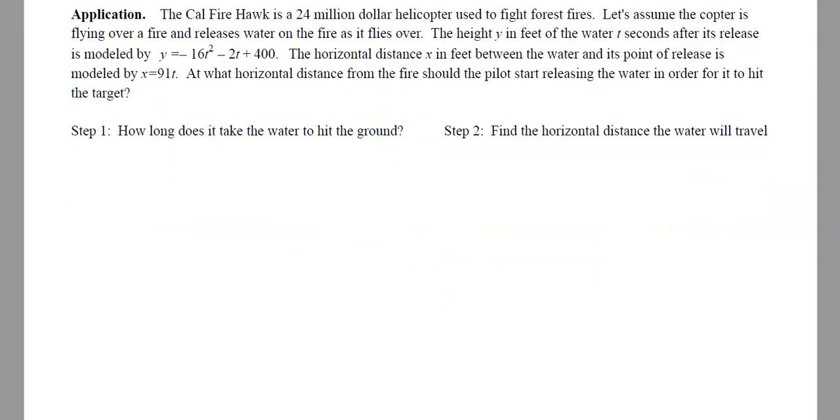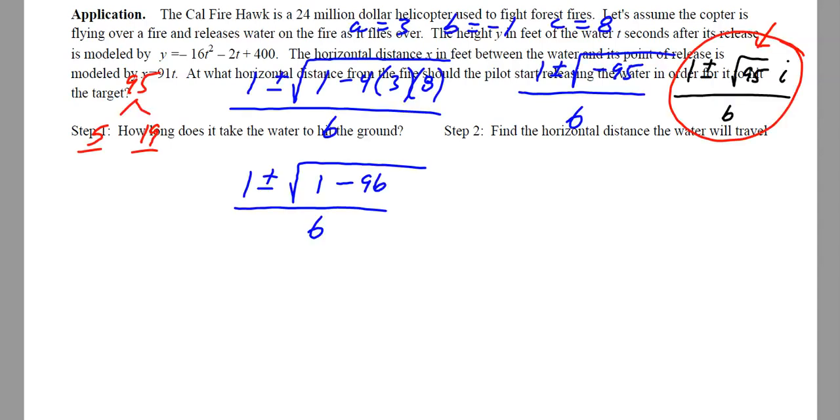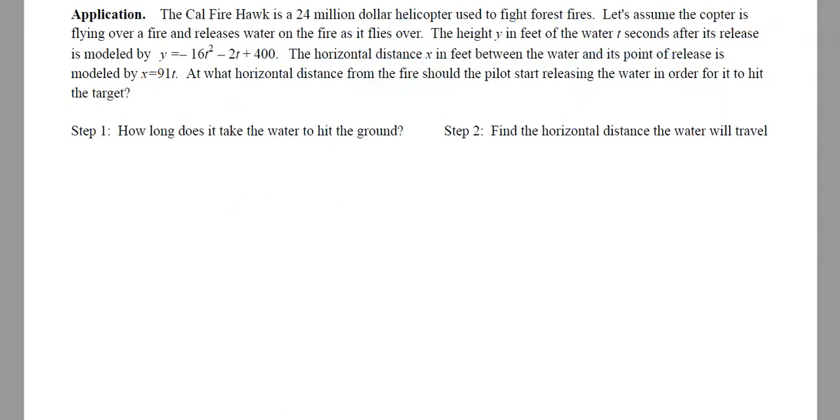All right, application problem. Forest fires in California, big problem. This July, I did a little research on this because I wanted the example to be real. It said that the Cal Firehawk is a helicopter worth $24 million. California bought 12 of them. $288 million they spent. So let's assume the copter's flying over a fire, releasing water as it flies over.